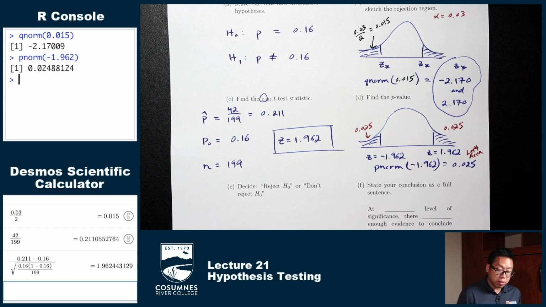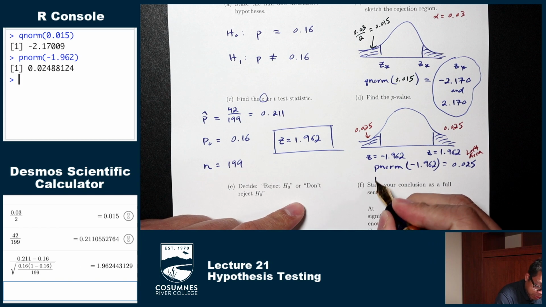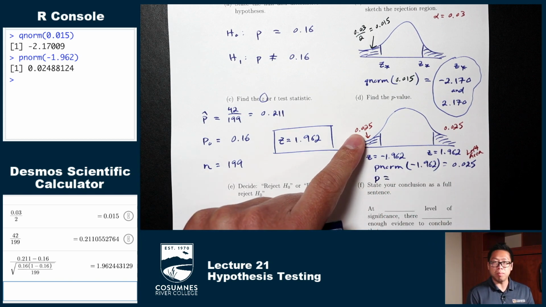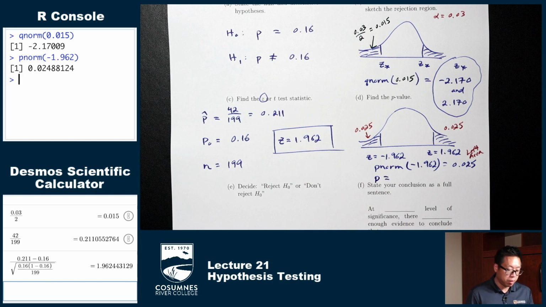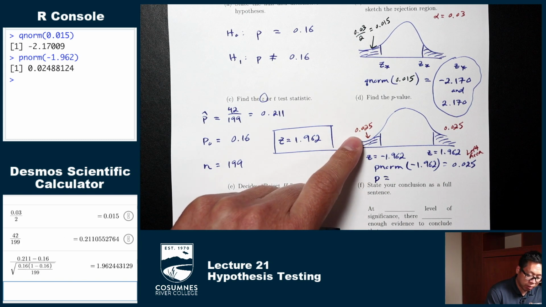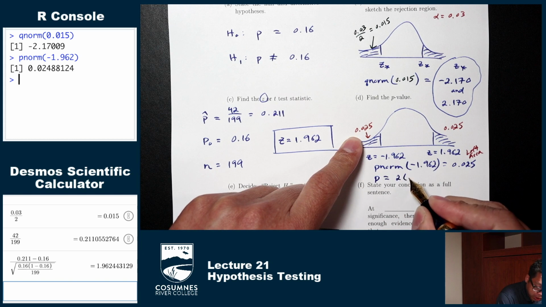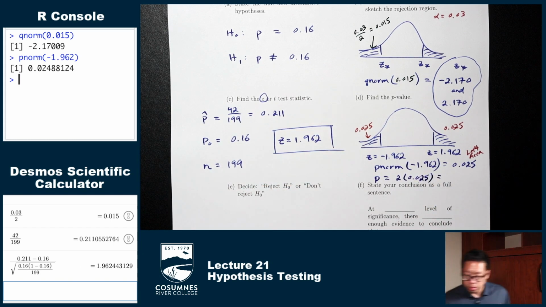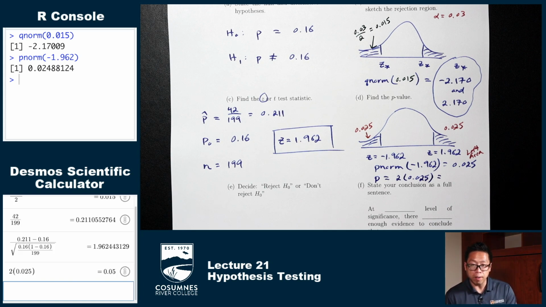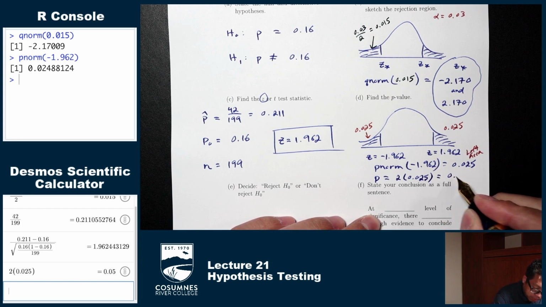And if I want both areas together, you can either add those two up, or you can take one of them and multiply by 2. So I'm going to multiply by 2. So we're going to take the left one here and then multiply by 2. So 2 times 0.025. Okay, so 2 times 0.025 is 0.05. And that's our p-value.